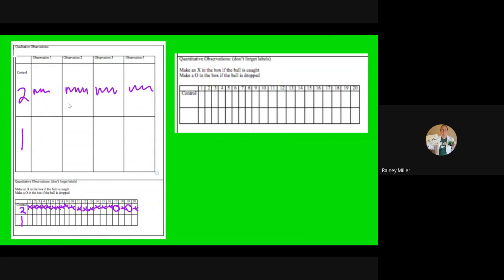So you have two types of data that you're going to take. You're going to take qualitative data, which is up here, and you're going to take 4 pieces of qualitative data, so things you notice, and you're going to take quantitative data down at the bottom where you do your X's and O's. Every single time you catch the ball, you write an X, and every single time you do not catch the ball, you write an O. And you're going to do that for the two-handed one, and for the one-handed one.